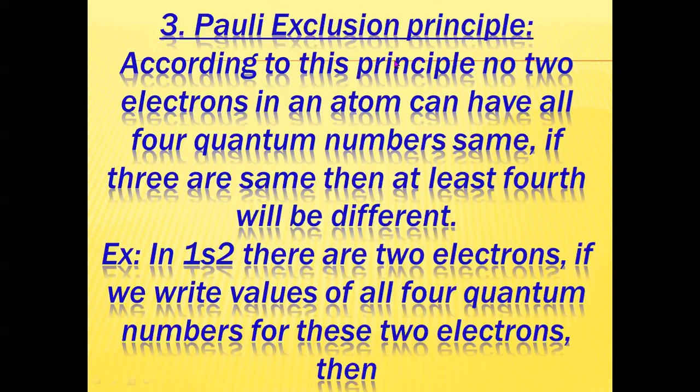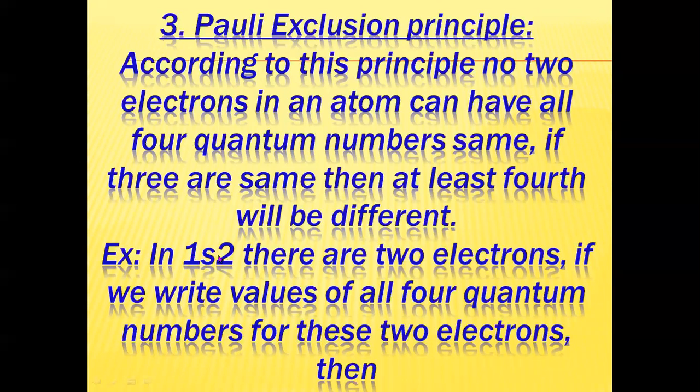So this principle says that no two electrons in an atom can have all four quantum numbers the same. If three are the same, then at least the fourth will be different. For example, we are taking here 1s2 electrons. If we write the quantum numbers for 1s2 electrons, we can understand the principle easily.